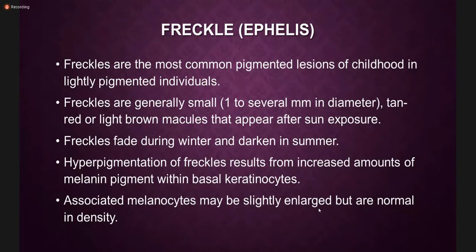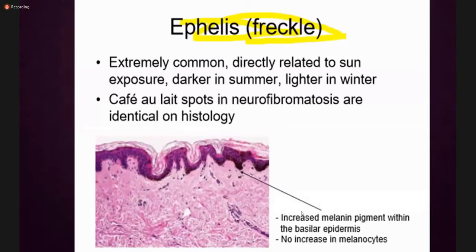Hyperpigmentation of the freckles results from an increased amount of melanin pigment within the basal keratinocytes. Associated melanocytes may be slightly enlarged but are normal in density. So this is a picture of a freckle. As you can see, this is normal skin. Only the amount of melanin pigment within the keratinocytes is increased. There is no increase in the melanocytes. The melanocytes are normal in number, but there is increased pigment production by these melanocytes, which is then transferred to the keratinocytes. So these are very common.